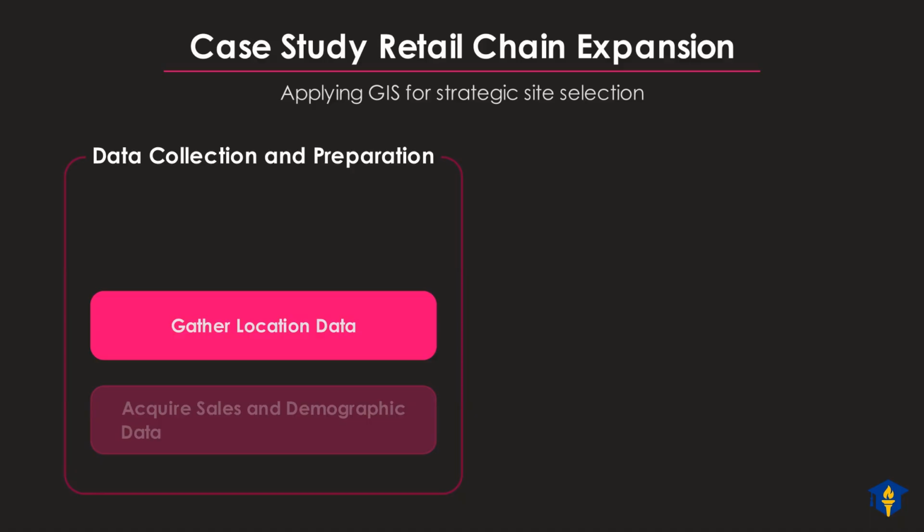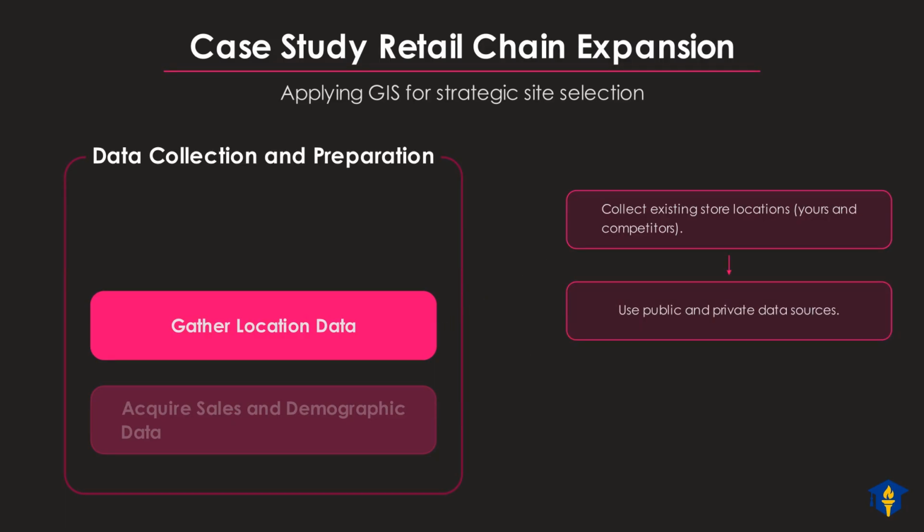Next, we move to the essential phase of data collection and preparation for our analysis. We begin by gathering all relevant location data for our analysis. This involves collecting the precise locations of both our existing stores and those of our competitors. We will use a combination of reliable public and private data sources for this information.